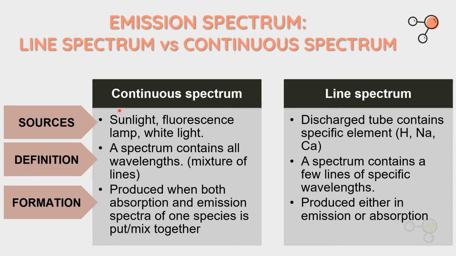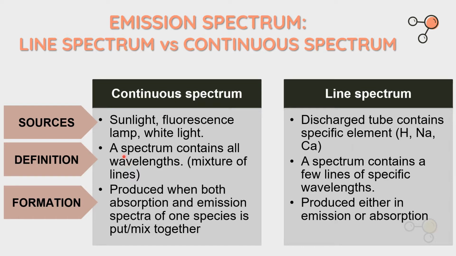For the sources, continuous spectrum is obtained from sunlight, fluorescence lamp and white light. Meanwhile, in order to get the line spectrum, we must use a discharge tube refilled with a specific element, for example hydrogen, sodium and calcium. In continuous spectrum, we have multiple elements, and in line spectrum, we can study a single element.